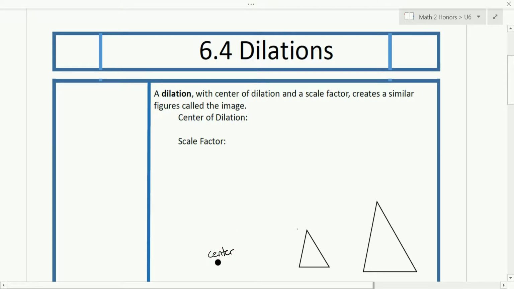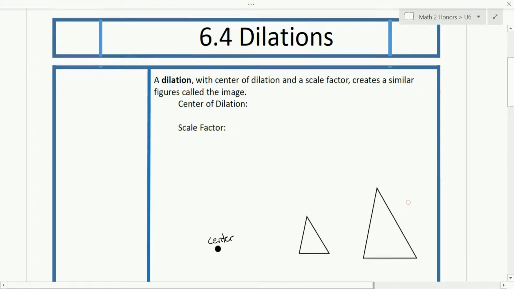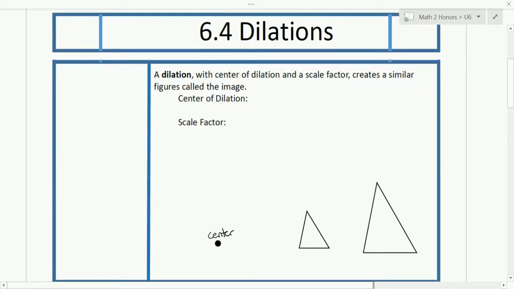Then you have your original and the image of your original. For example, if this is my original triangle ABC, we're going to create an image of that. We're going to use the same ABC, but put primes on them to say that point A corresponds to A prime, B corresponds to B prime, C corresponds to C prime. The two triangles are similar to each other when you do a dilation.